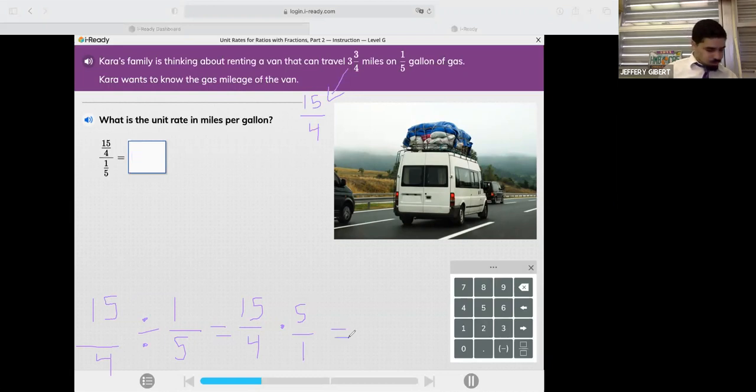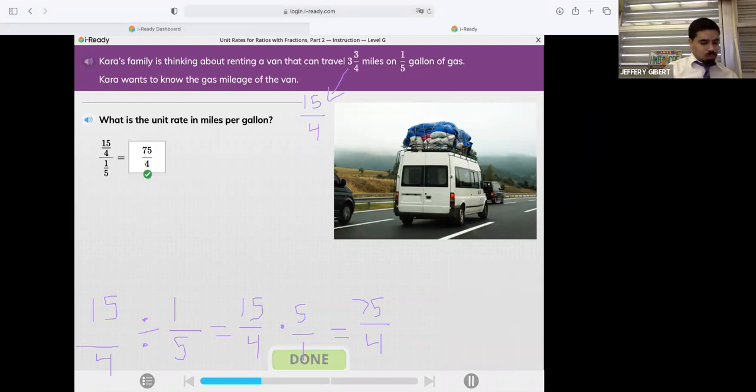All right, so what's the answer? 75 over 4. Yes. 75 over 4. That's right. Here is how to write the answer as a mixed number.